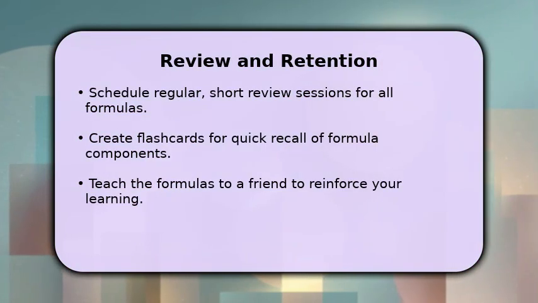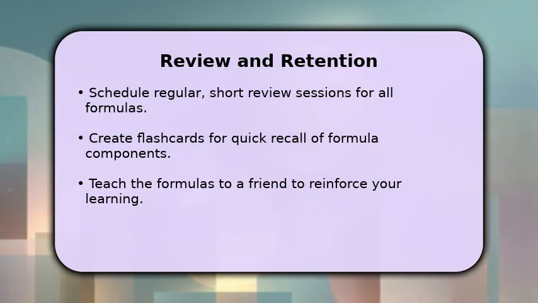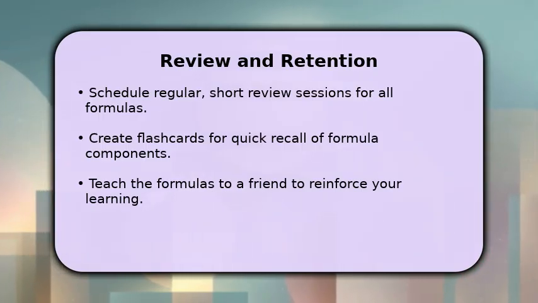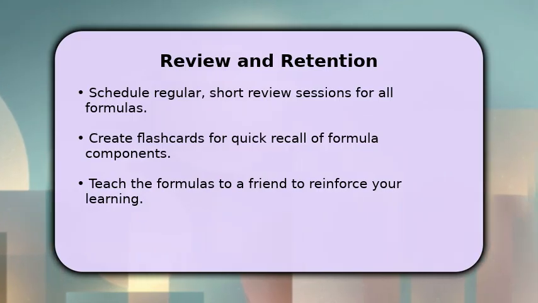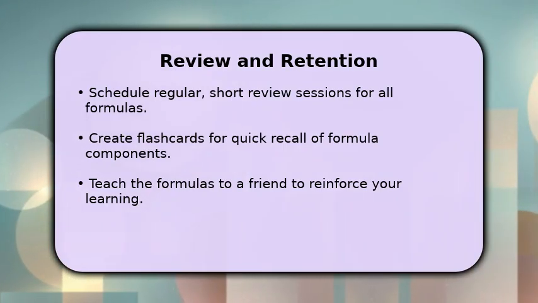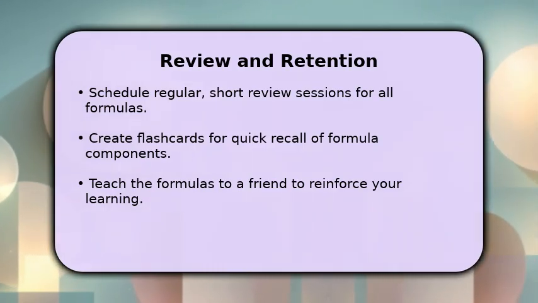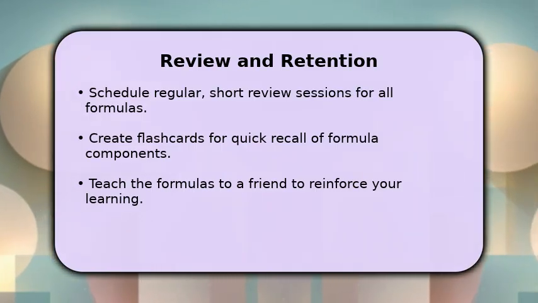To ensure long-term retention, consistent review is essential. Instead of cramming, dedicate 15 to 20 minutes daily to revisit a few formulas. For example, on Monday, review the mean and median. On Tuesday, focus on standard deviation and variance. Use flashcards for quick checks of symbols and definitions. Explaining a formula, like the z-score, to a peer can highlight any gaps in your understanding. This spaced repetition and active recall will solidify your knowledge, making statistical formulas second nature.